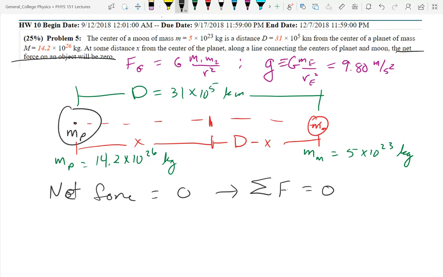But in this case, it will. So I need to draw my force vectors. So I have two objects. So if I have something here, it's going to have one force that's attracting to the moon, and one here that's attracting to the planet.